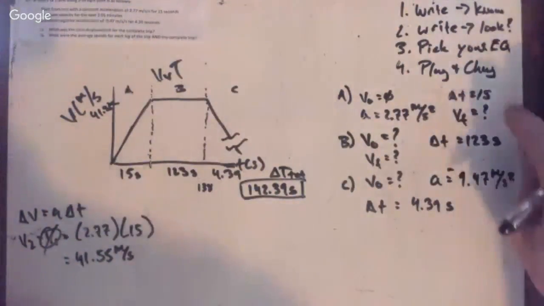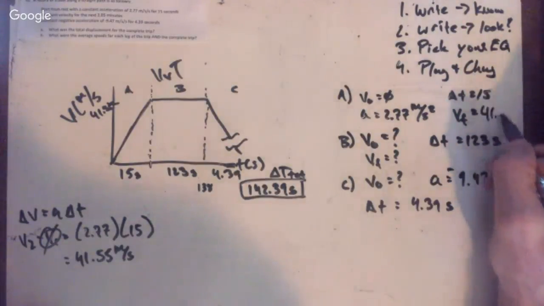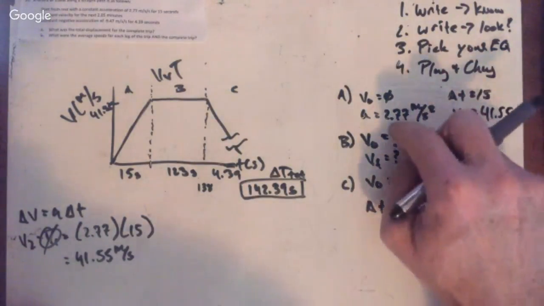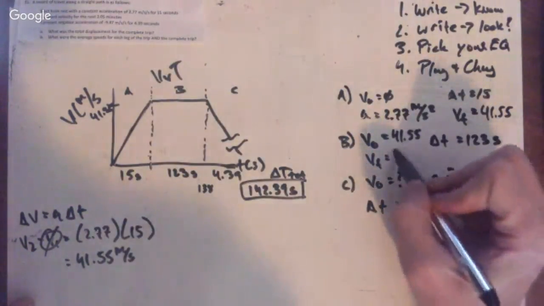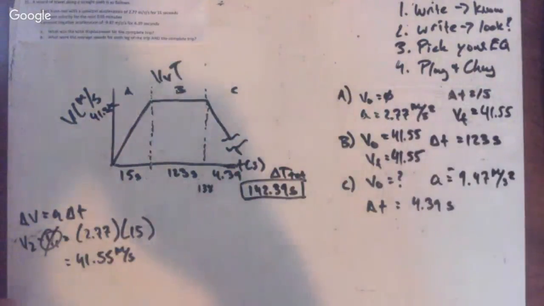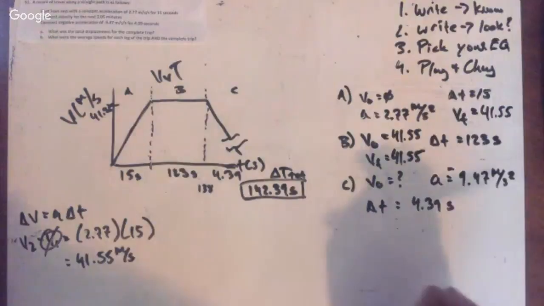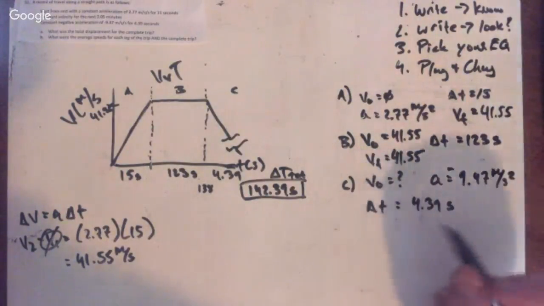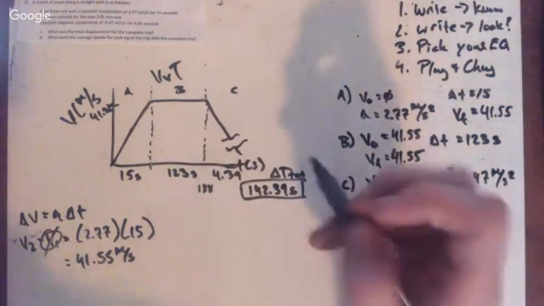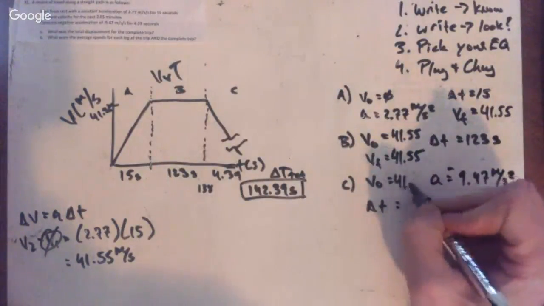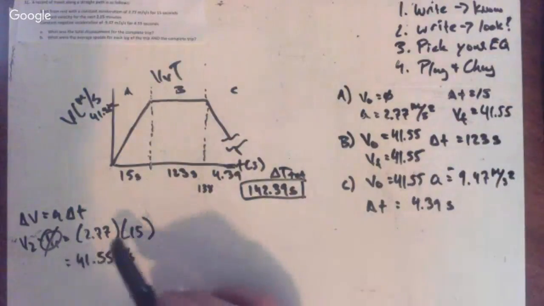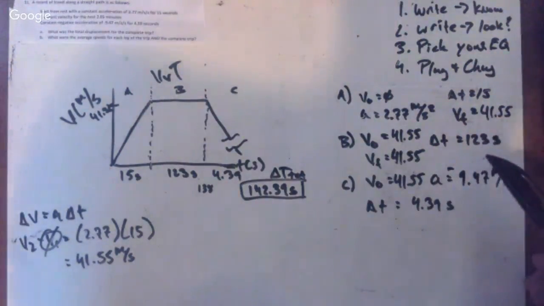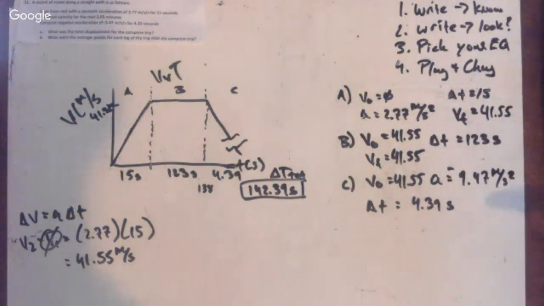That's our final velocity, and let's go ahead and add that to our graph. 41.55. Now we know that we're traveling at that rate through this section as well. 41.55, 41.55. Excellent. And we know that we're traveling for 123 seconds. Okay. Next, we know that our initial velocity for part C right here is also that 41.55. See, this is why it's important to make sure your arithmetic is really good from the very beginning, because if I mess this up right here, 2.77 times 15, it means that all of the rest of my stuff is going to be at least a little wrong.